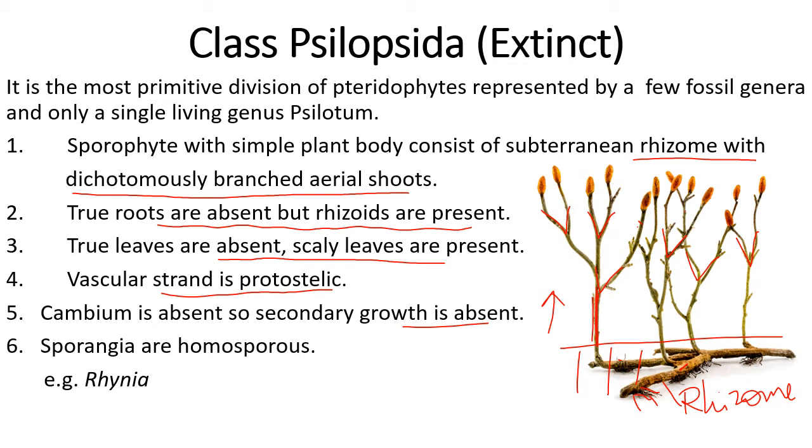Then sporangia are homosporous. Here in this strobilus, you can see the spores which are of the same size, and due to the same size of spores, this is called homosporous.